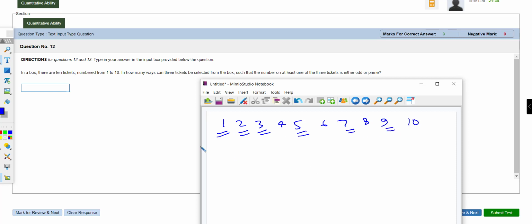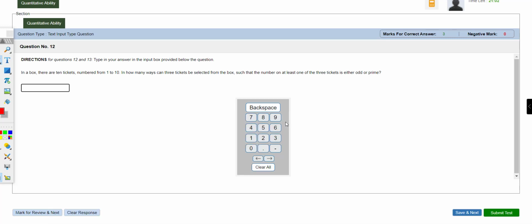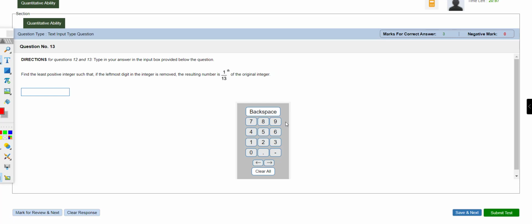So what we don't want: the total number of combinations is 10C3. Out of this 10C3, what we don't want is all 3 tickets being among 4, 6, 8, 10. It means we don't want 4C3 combinations out of 10C3 combinations, so we are going to subtract it. So this is the answer. 10C3 is 120, minus 4C3 which is 4, that is equal to 116. 116 is the answer. So let's type 116 here and move ahead. Question number 13, look here.